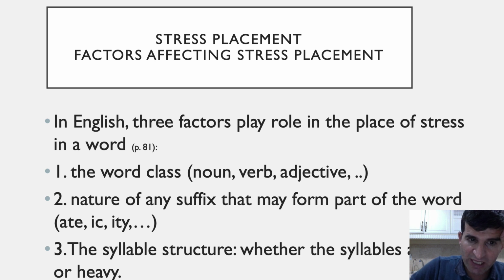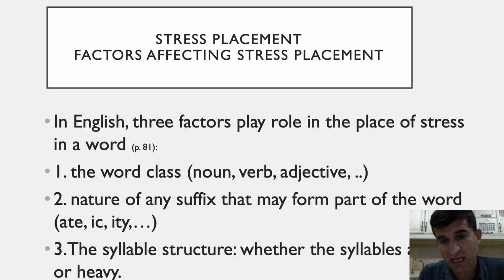Number two, the nature of any suffix that may form part of the word. Suffixes like -ate, -ic, -ity: fortune, fortunate; metal, metallic; personal, personality. These are suffixes that add to the stem of the word. They play a role. There are suffixes that are called neutral suffixes. They do not influence the placement of the stress, and also we have stress-shifting suffixes. They change the place of stress inside the word.